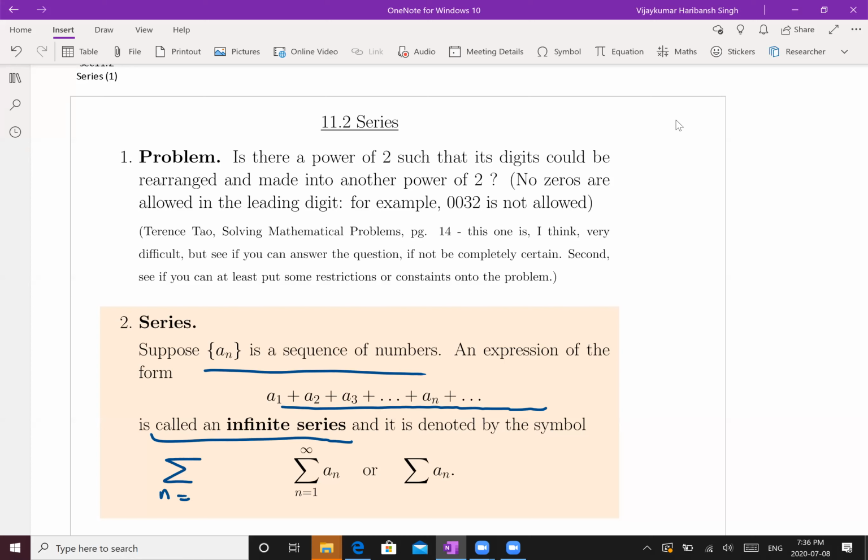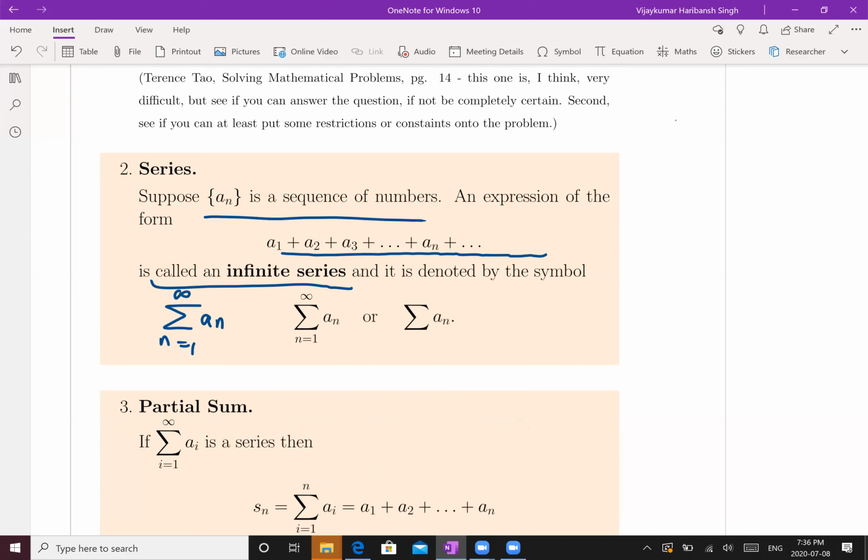n equals 1 to infinity of an, to denote where the n is ranging, or just simply summation an. In that case, it's clear that it starts from n equals 1 to infinity. However, infinite addition in mathematics doesn't really make sense directly. So what we'll do is we'll try to approach it in terms of limits.